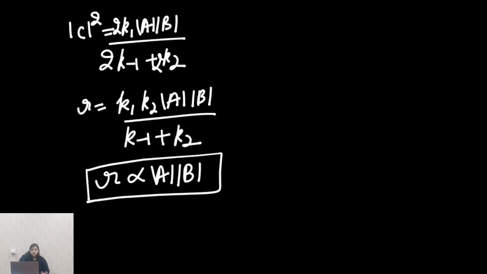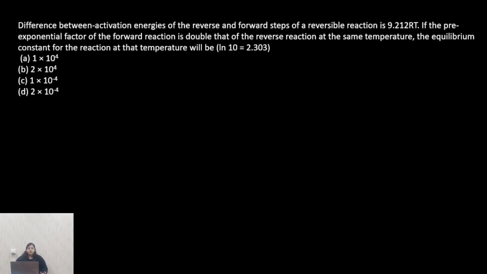Okay. Next is this question. It says the difference between the activation energies of the reverse and the forward step of the reaction is 9.212 RT. If the pre-exponential factor of the forward reaction is double that of the reverse at the same temperature, what will the equilibrium constant of the reaction be? So equilibrium constant, how do we define that? Equilibrium constant is defined as the ratio of the rate constant of the forward to that of the rate constant of the backward direction, right?